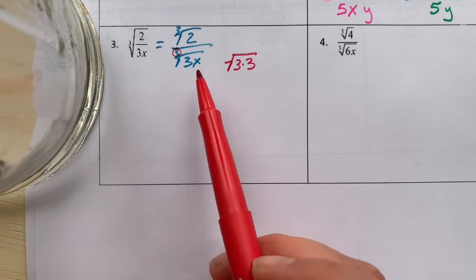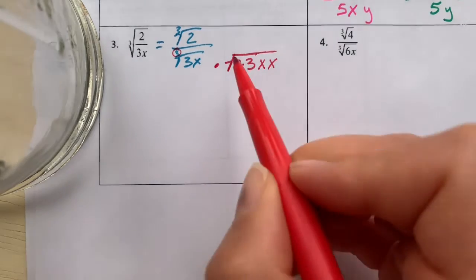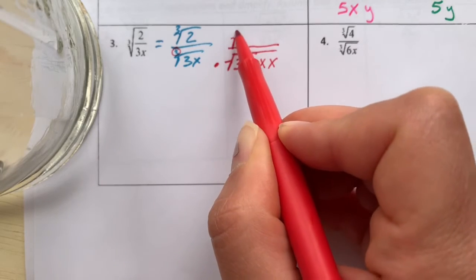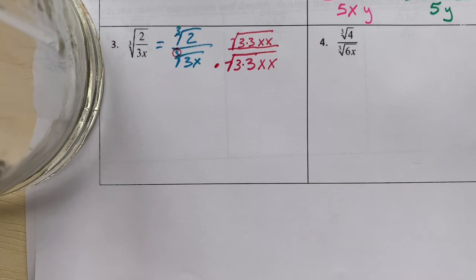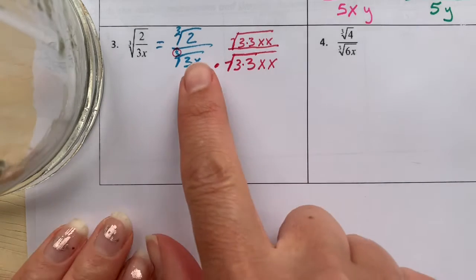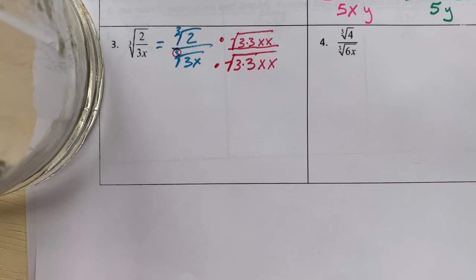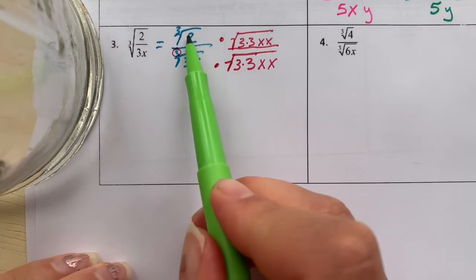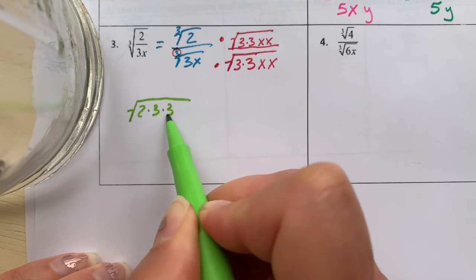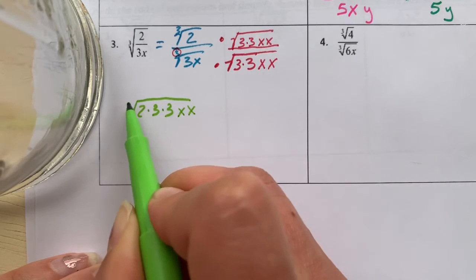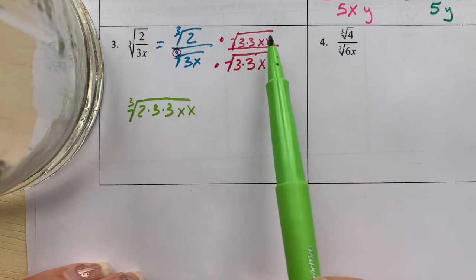I have 1 x. How many more do I need? I need 2 more x's. Whatever I multiply on the bottom, I have to multiply on the top. So I'm going to multiply this. I'm going to have to rewrite it down at the bottom. So 2 times 3 times 3. I'm just going to rewrite it like that. And then I have x. And remember, it's a cube root. So all I've done is multiply my 2 times everything inside my other radical.